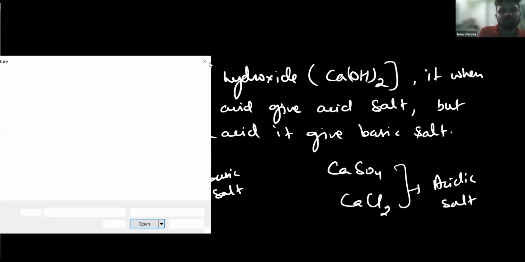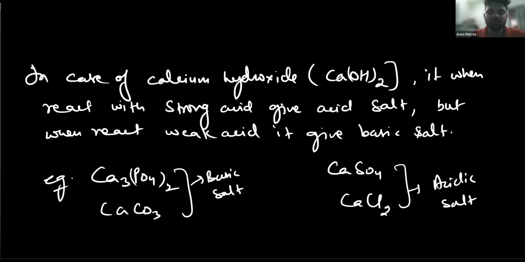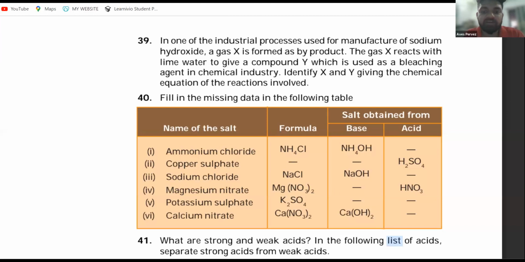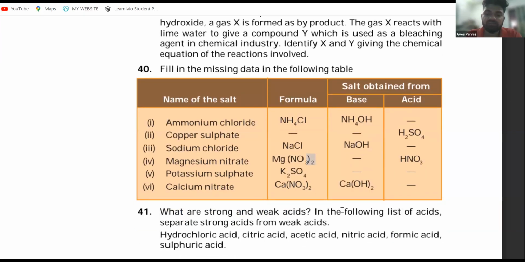Let's move further. I'm going to give you this one in the homework. Wait a minute. What type of question is asked in the examination on this topic? Let me show you. This type of question: find out the missing data. Sometimes you must separate the strong acids and weak acids in a list, and the salts of these. This is asked in the examination.